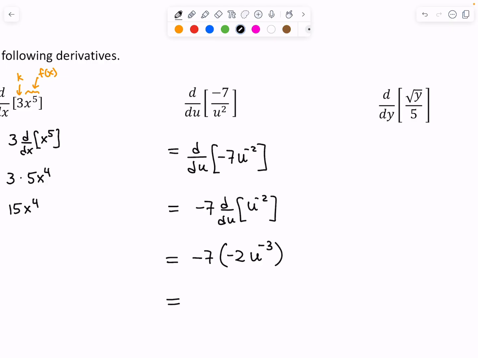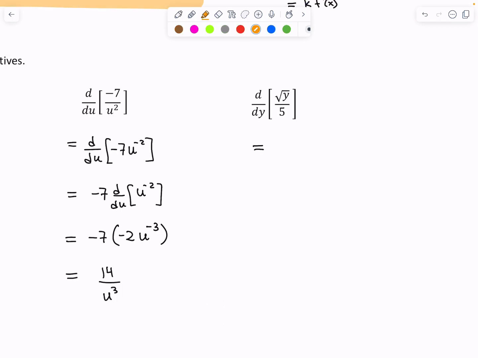And then I can simplify this. The negative 7 and the negative 2 can multiply, and then the u to the minus 3 will push that u to the denominator with a positive 3 power. So I get positive 14 over u cubed. Okay, in this last example, differentiate with respect to y, so there's my independent variable there. I'm going to reinterpret division by 5 as multiplication by 1/5. We have a 1/5 times the square root of y.